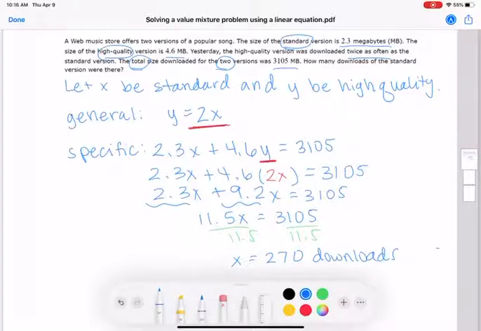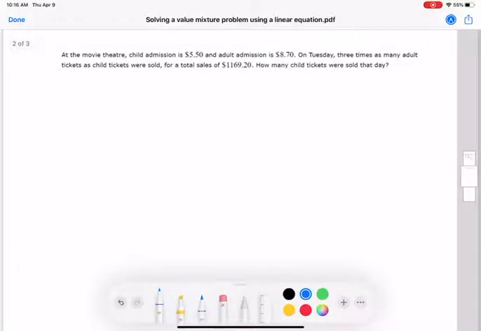All right, let's try a couple more of these. Okay, this one says at a movie theater that child admission is $5.50 and adult is $8.70. Tuesday, there were 3 times as many adult tickets as child tickets for a total of $1169.2. How many child tickets were sold that day?